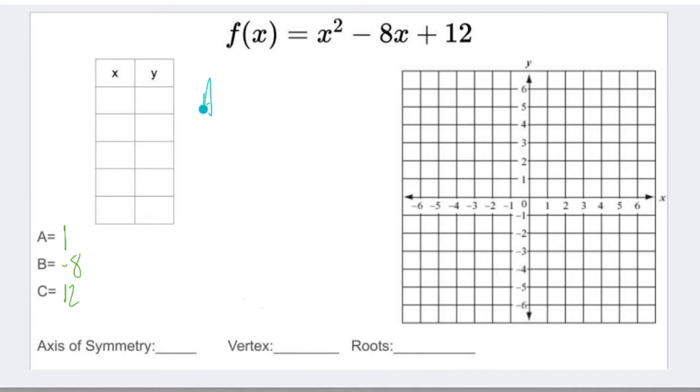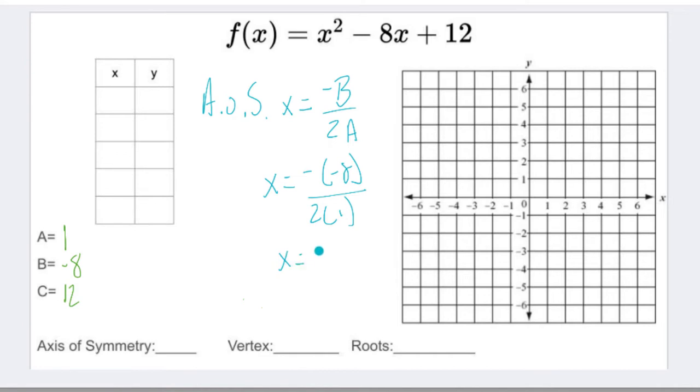Remember the axis of symmetry, also remember mathematicians are lazy, is x equals negative b divided by 2 times a. Since b is negative 8 and a is 1, that means we have negative 8 divided by 2 times 1. Negative 8 is positive 8. 2 times 1 is 2. 8 divided by 2 is 4. So x equals 4. That's in the middle.